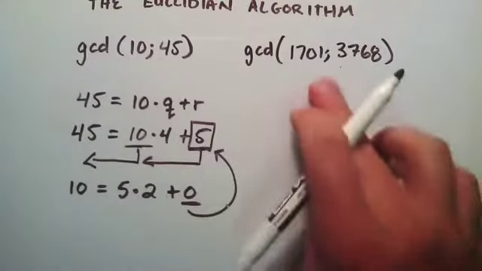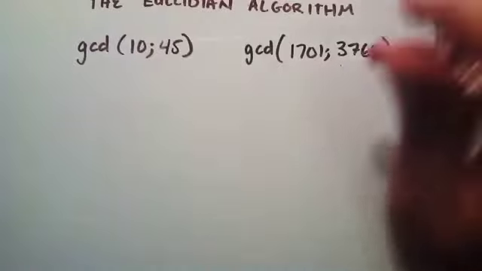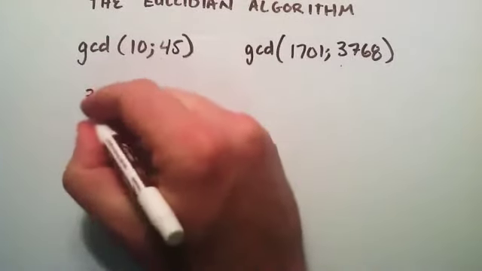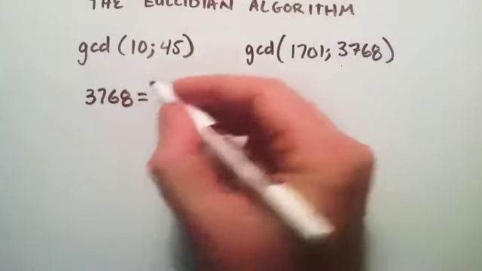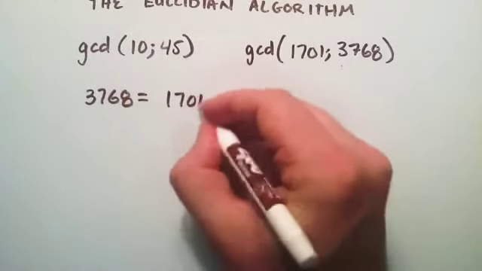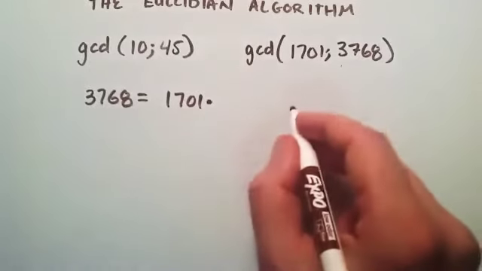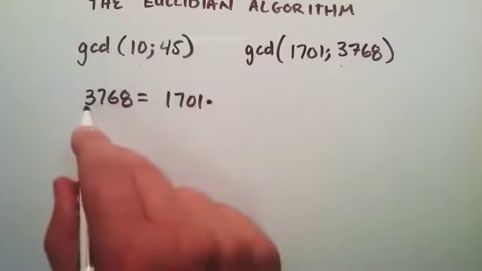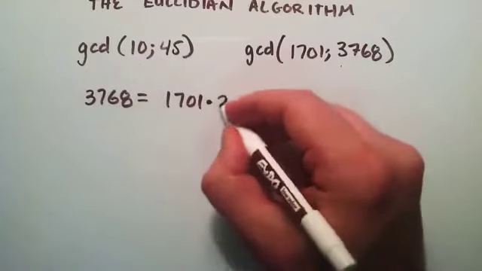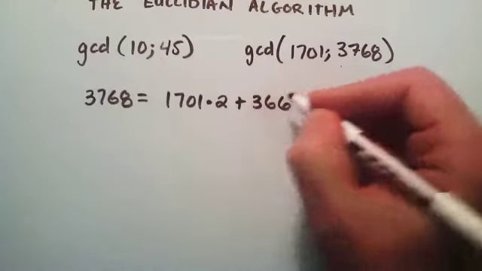So let's try this for this bigger example here now. So we take the larger of the two numbers, 3,768, and set that equal to 1,701, the smaller number, times some number plus some remainder. Well, 1,701 goes into 3,768 2 times, with a remainder of 366.